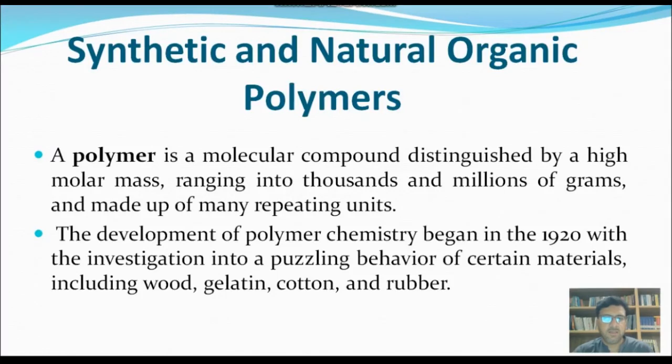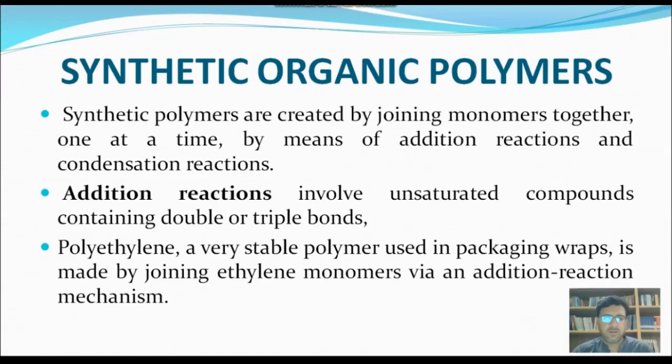For example, alkenes, adipic acid, glycol, vinyl chloride and phenols act as monomers, while ammonia, water, and ethanol are not monomers. The development of polymer chemistry began in 1920 when people started investigating rubber, cotton, etc. Polymers can be synthesized by addition reactions and condensation reactions.